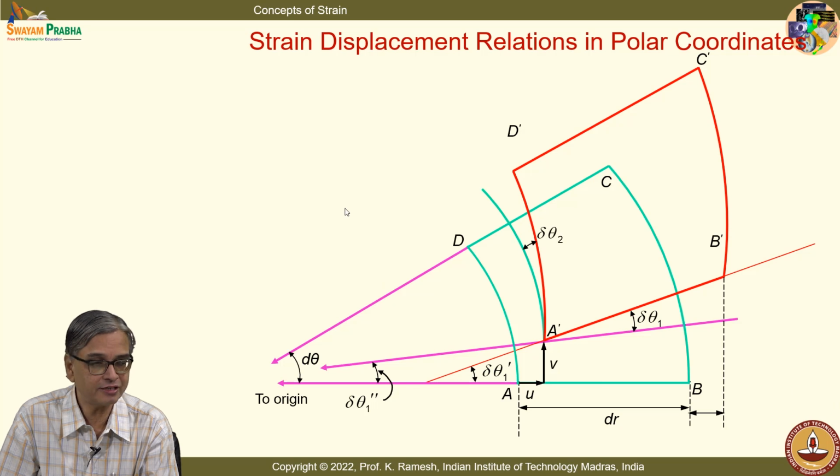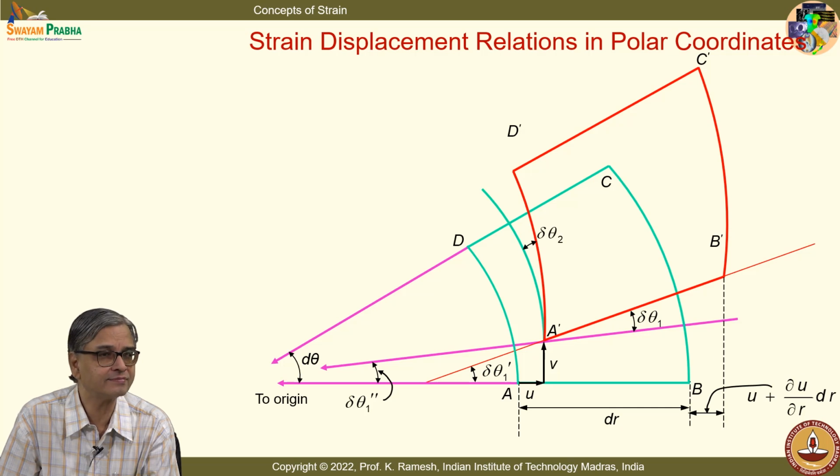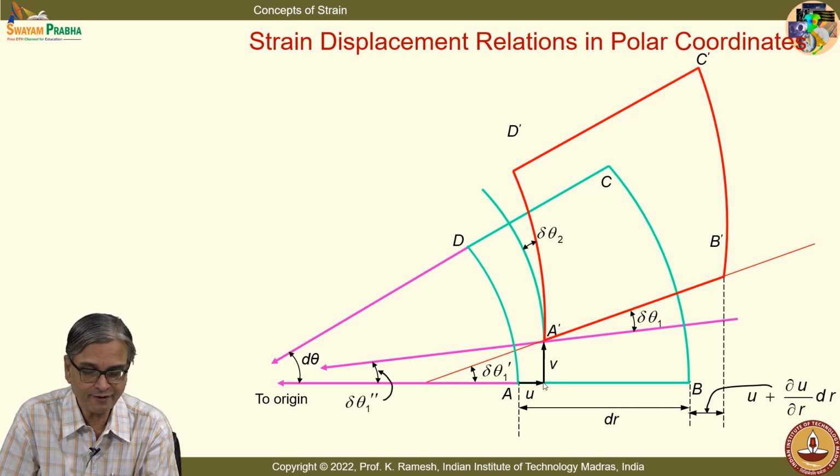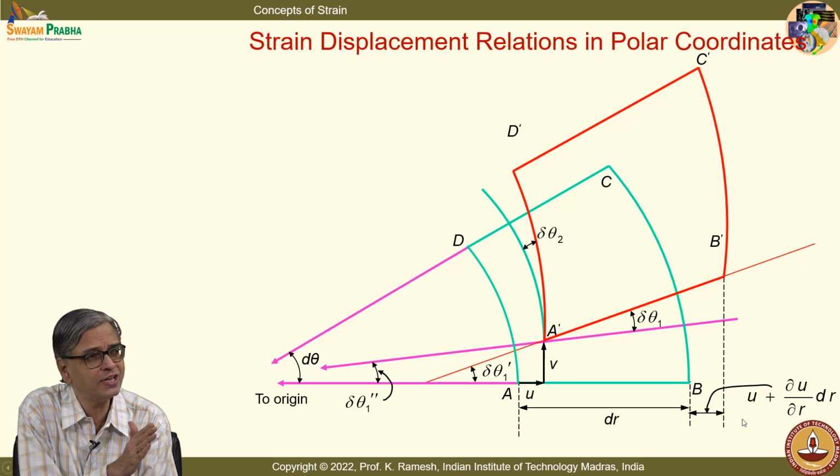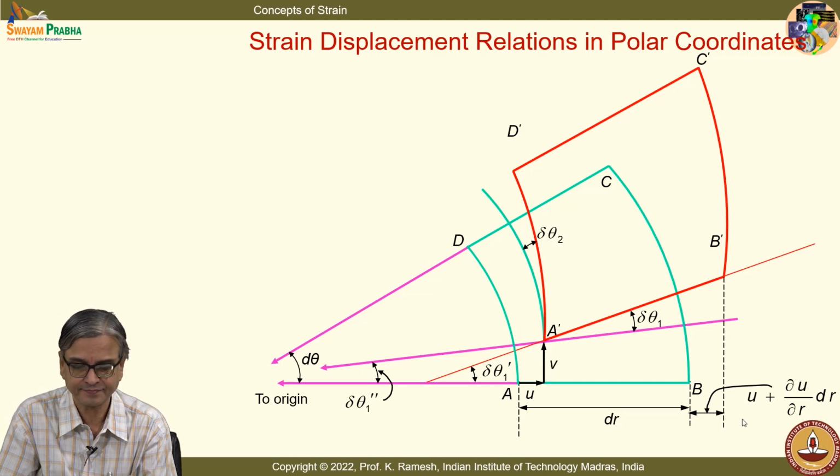Then check what I have written. Can I write this as u plus dou u by dou r dr, because I have moved by a distance dr? This A has become A prime, B has become B prime. So, B will have u plus the variation of u because of the shift in distance dr.